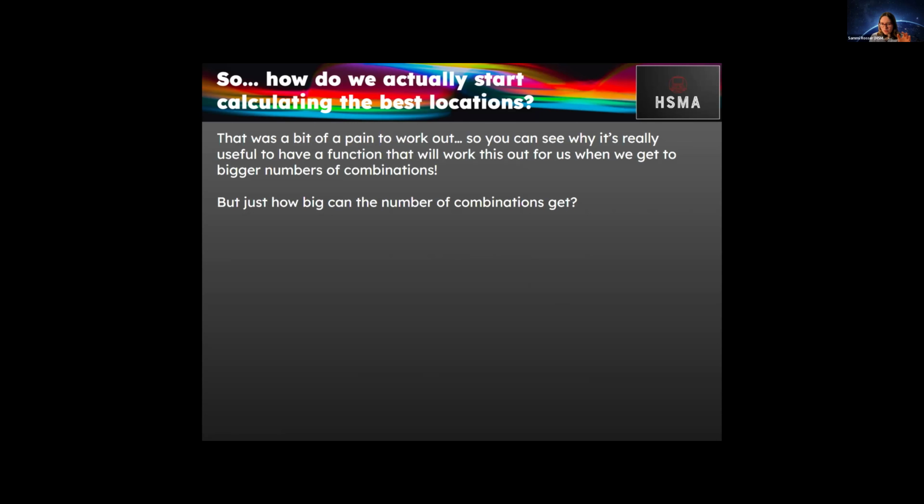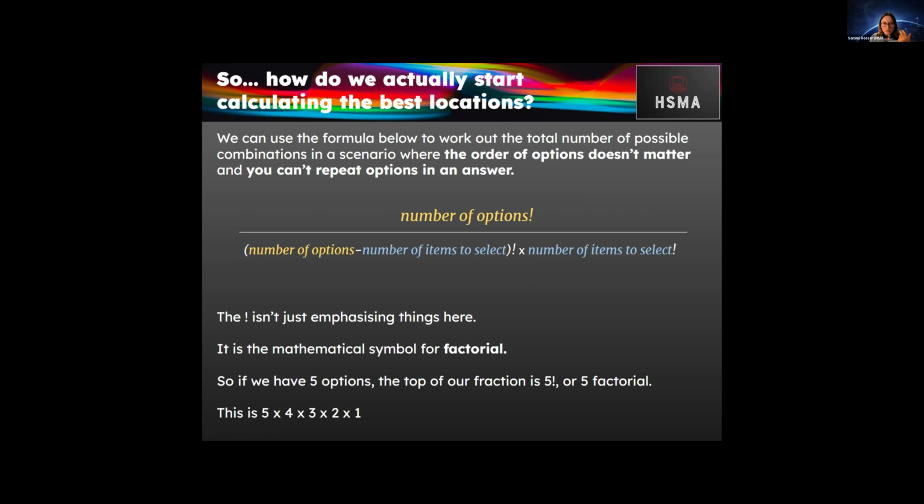So how big can the number of combinations get? Some of you I've seen already in the chat are starting to bring up these formulas. We can use this formula below to work out the total number of possible combinations in a scenario where the order of options doesn't matter and you can't repeat options. So we can't have the same service appearing twice. That wouldn't make sense here. And like I said before, it doesn't matter which order we put the solutions in our output. There are different formulas for this.